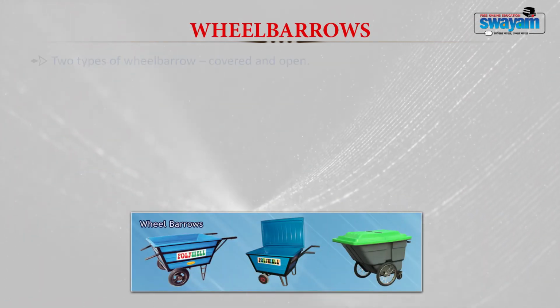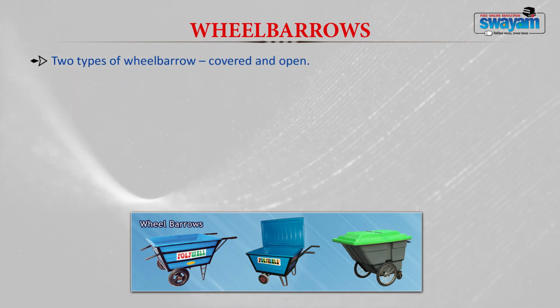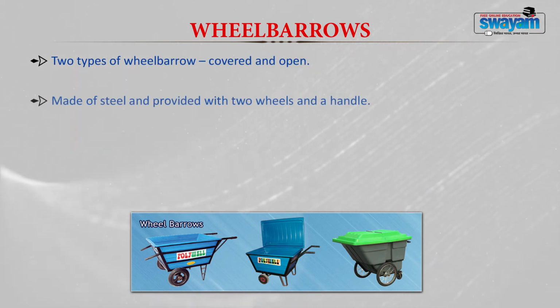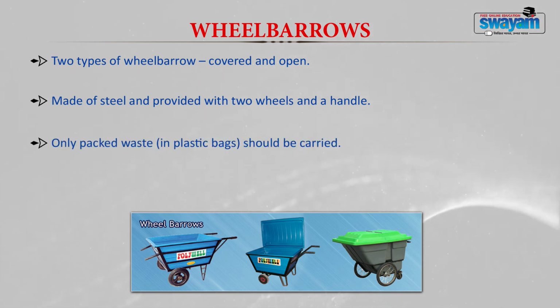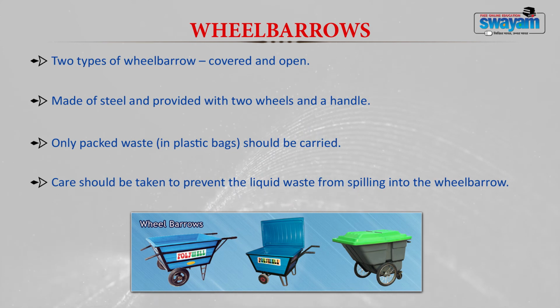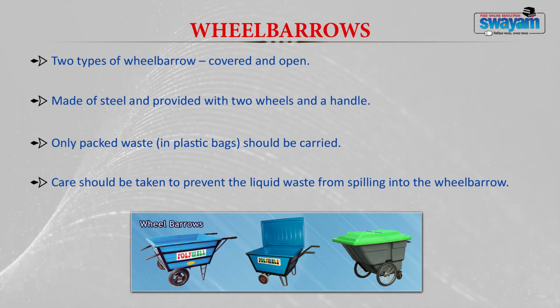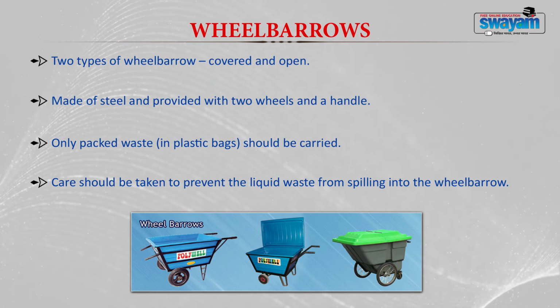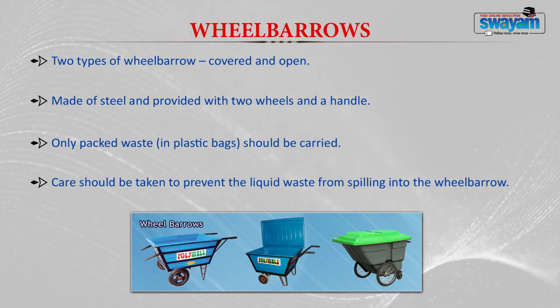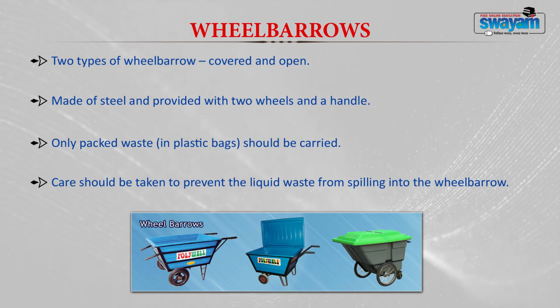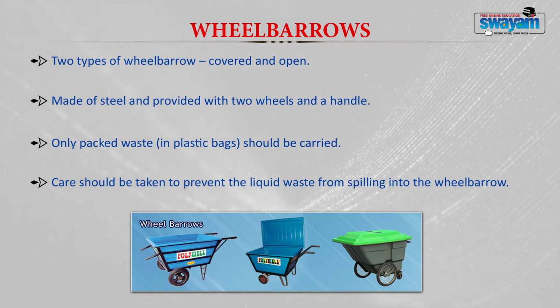Now, wheelbarrows again are of two types: one is open, the other one is covered. They are generally made of steel and are provided with two wheels and a handle. Only packed waste, that is, waste packed in plastic bags, should be carried. Care should be taken to prevent liquid waste from spilling into the wheelbarrow. So it should be kept clean also, because if there is any spillage it will contaminate and spread diseases. On the right side you can see an image of a wheelbarrow.